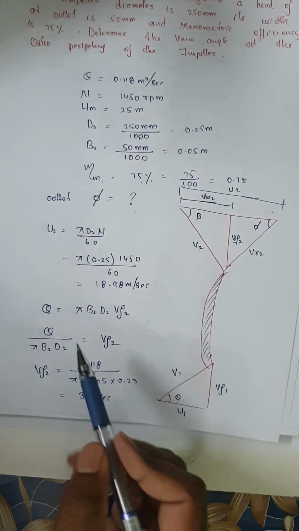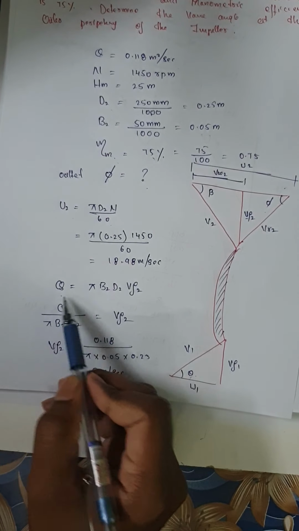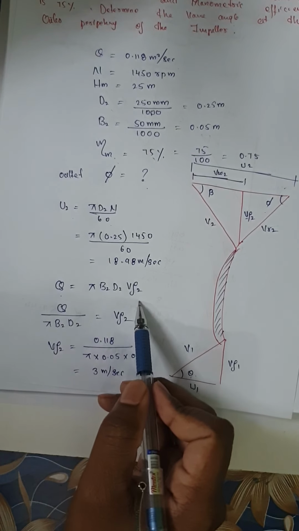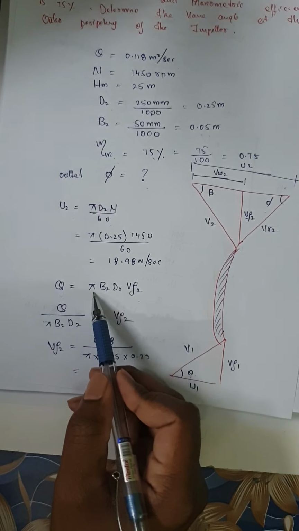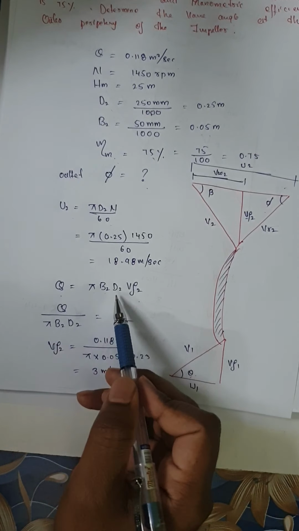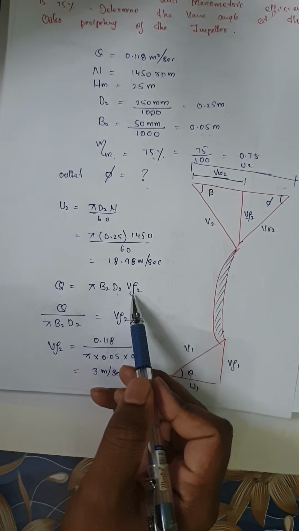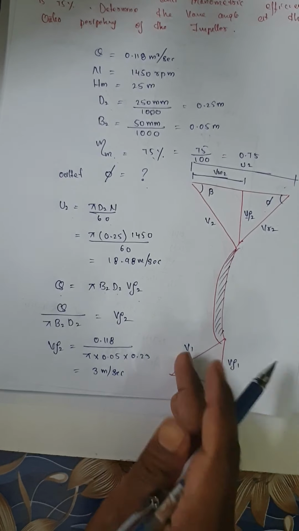First, write the formula for discharge. Discharge is equal to pi B2 D2 VF2. In this, discharge is given, pi is a universal constant, B2 is given, D2 is given. So easily you can find out the value of VF2. The VF2 unit is meter per second for the outlet.